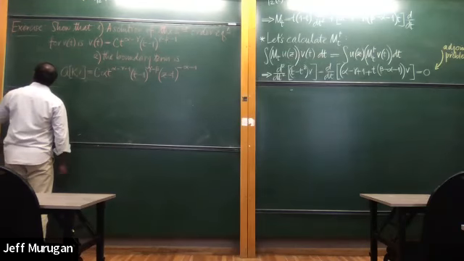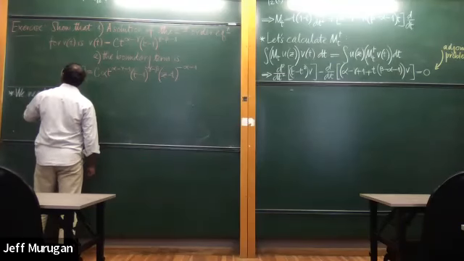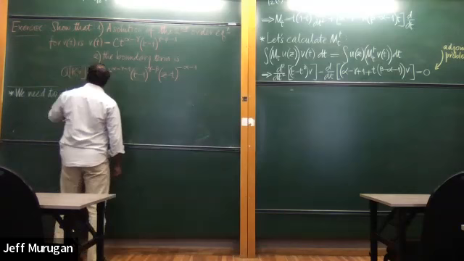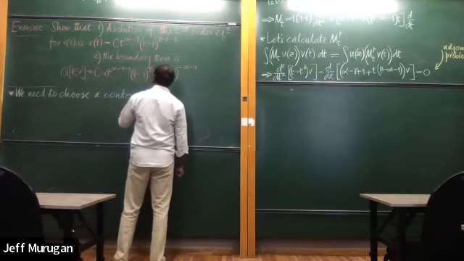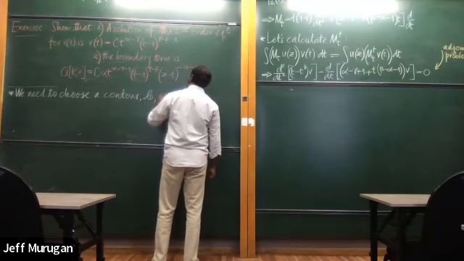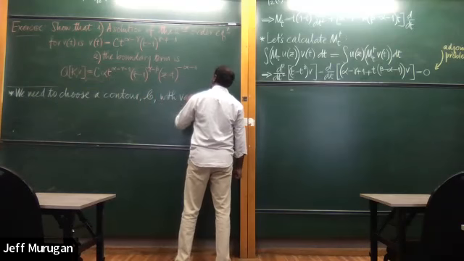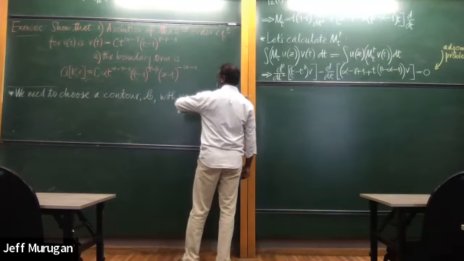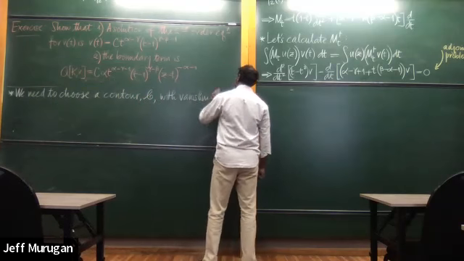So we now need to choose a contour, called curly C, with vanishing Q.